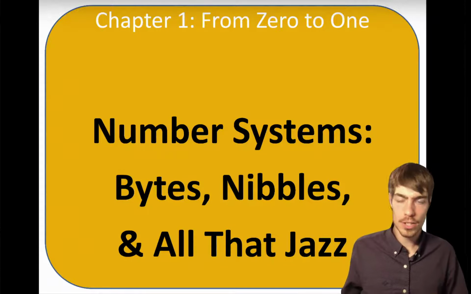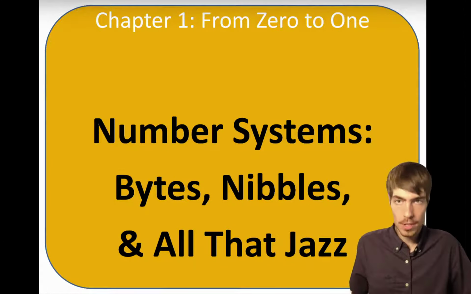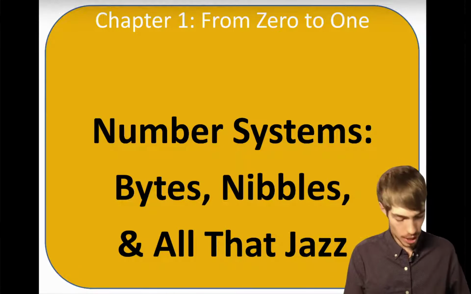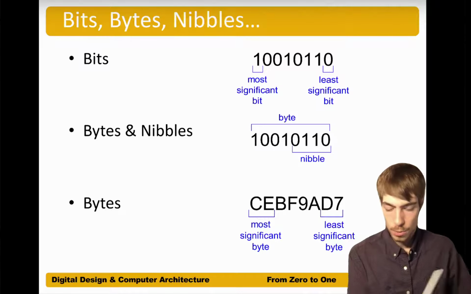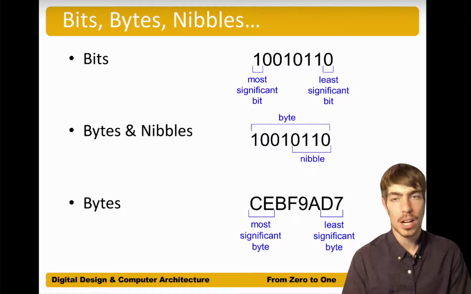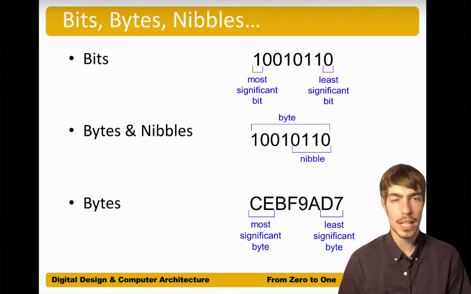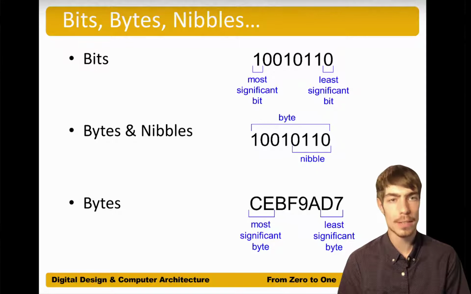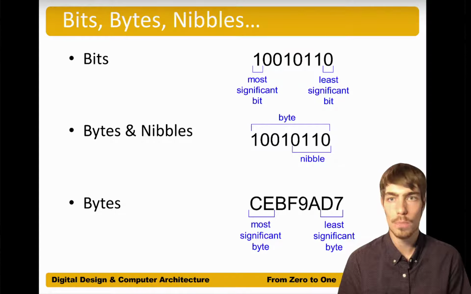Next in our conversation about number systems, we're going to talk about bytes, nibbles, and all that jazz. First, we'll talk about bits. We've seen these in our binary numbers, and there's two bits in particular that we want to pay attention to. The most significant bit is the bit in our binary number that represents the largest power of 2, and the least significant bit is the bit which represents the smallest power of 2.